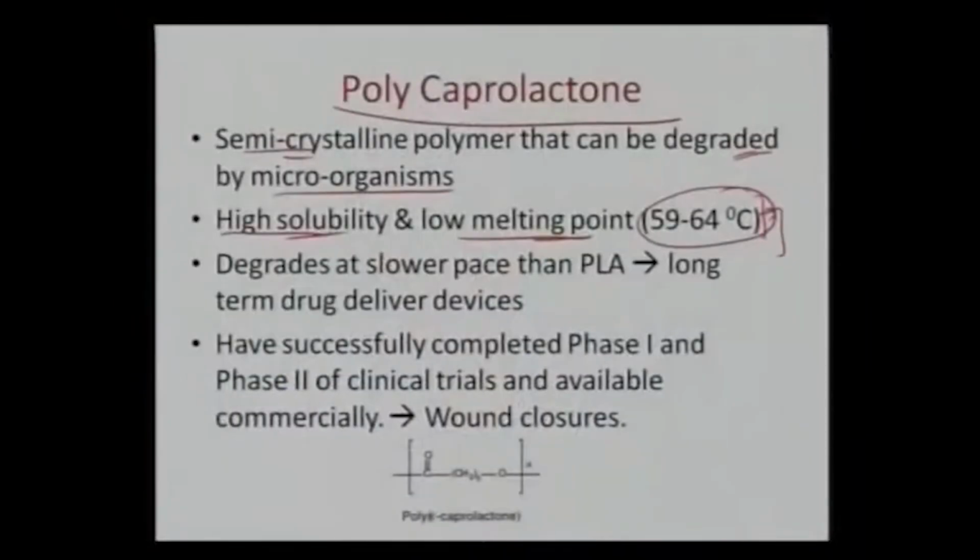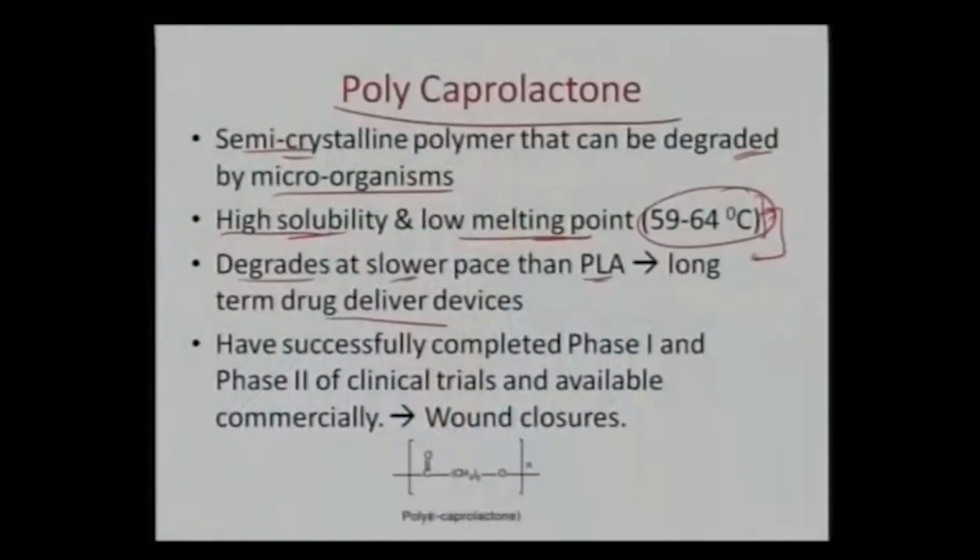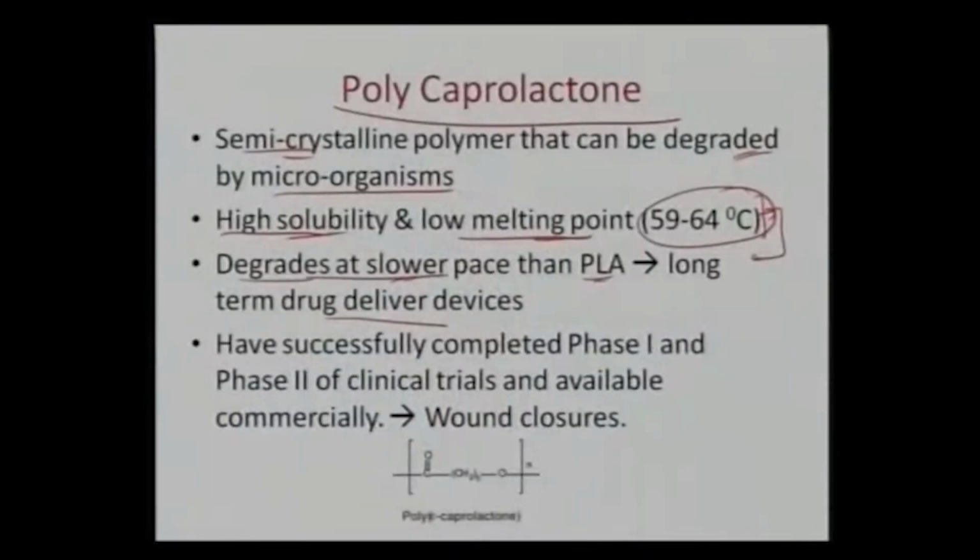And again the advantage of this one is that it can degrade at a slower pace than PLA, so that we can devise certain drug delivery systems which can sustain for a much longer time. So if we have polycaprolactone, we can design the drug release rate in such a manner that the drug release rate can be particularly controlled, but the system will remain in the body for a prolonged time because it has a lower degradation rate than that of a PLA. So again there are certain clinical trials which have already been done, phase 1 and phase 2, and they are now commercially available, and they are mainly utilized for the wound closures as well.